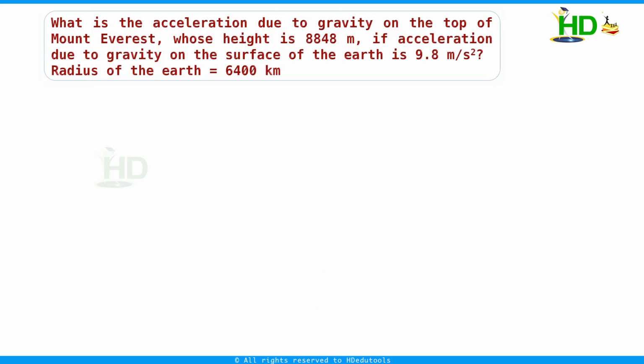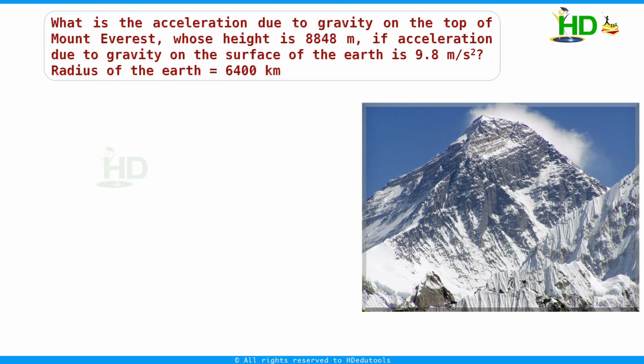Now we take another problem. What is the acceleration due to gravity on the top of Mount Everest, whose height is 8,848 meters, if the acceleration due to gravity on the surface of Earth is 9.8 meter per second square and the radius of Earth is 6,400 kilometers.